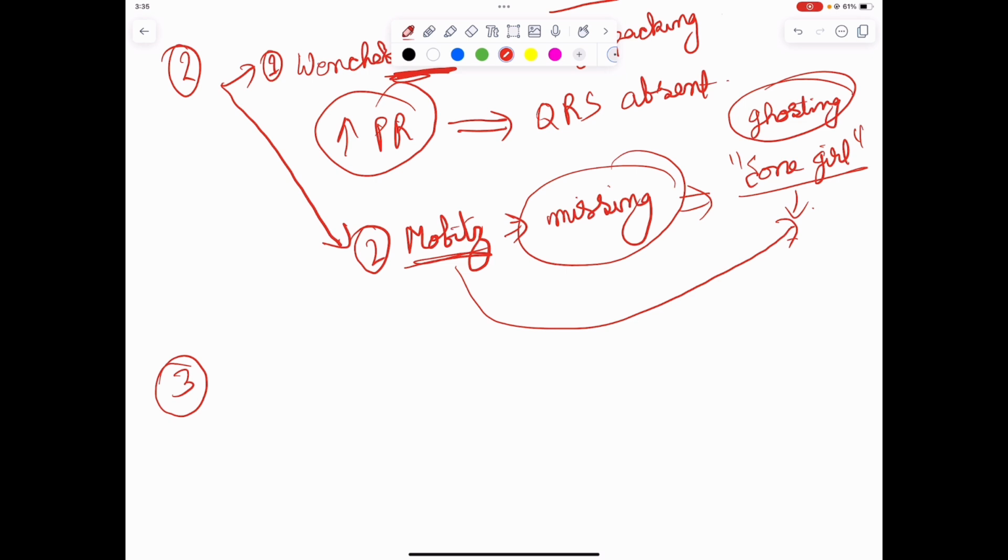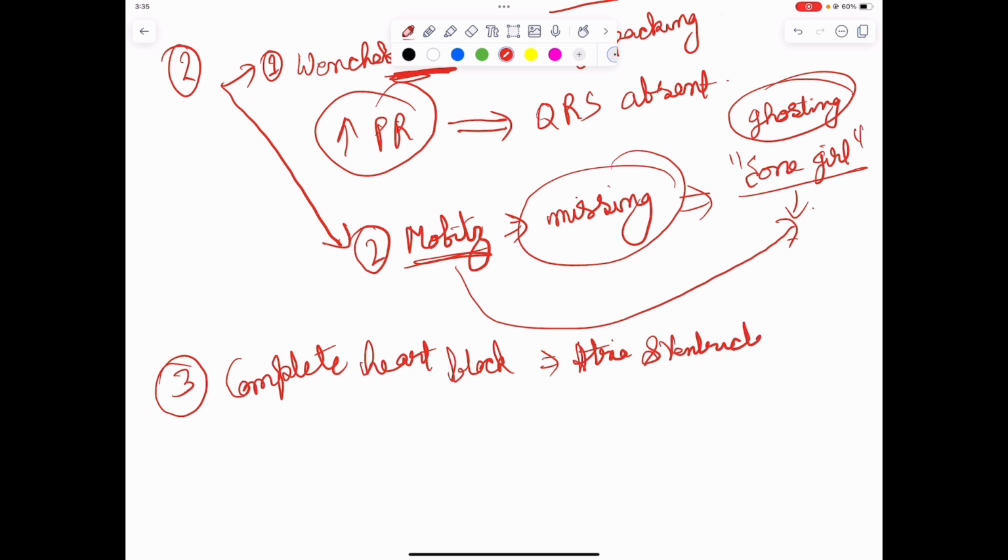Now in the third part, we move on to complete heart block. In complete heart block, the atria and ventricles are beating independently. The PP interval is constant, but it is independent and may not be equal to the RR interval. So that is known as complete heart block.